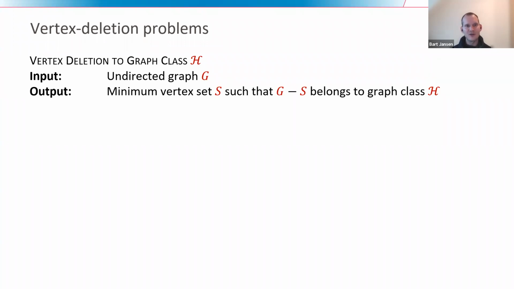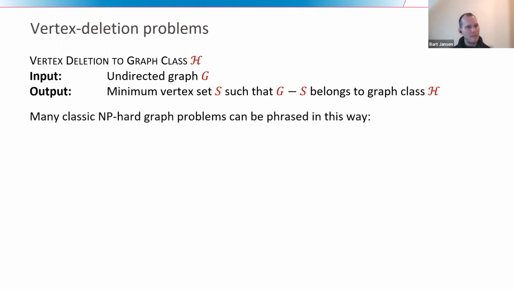We're looking at vertex deletion problems, where the thing we want to achieve after having deleted a certain set of vertices is that now the graph we end up with belongs to a certain graph class, which we denote by H. And we'll be doing this for input graphs which are undirected. And it turns out that many of the well-known NP-hard graph problems can be phrased in this way.